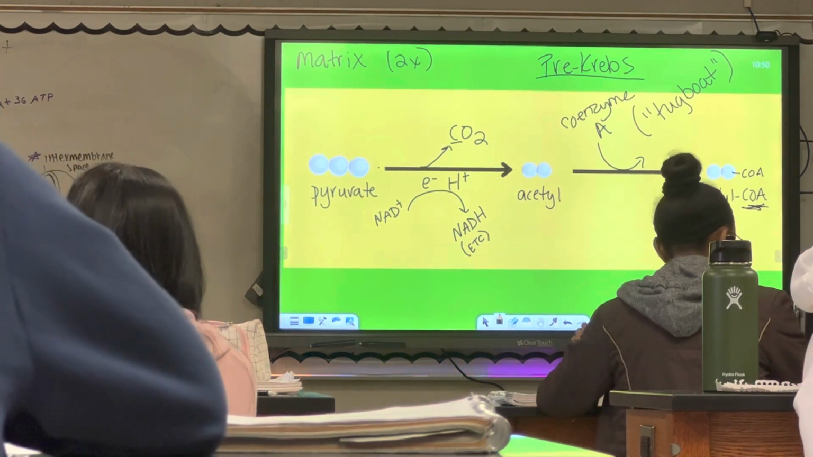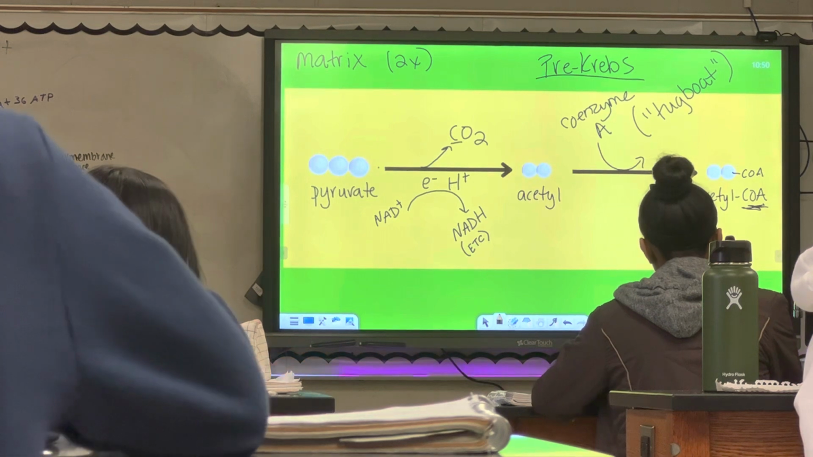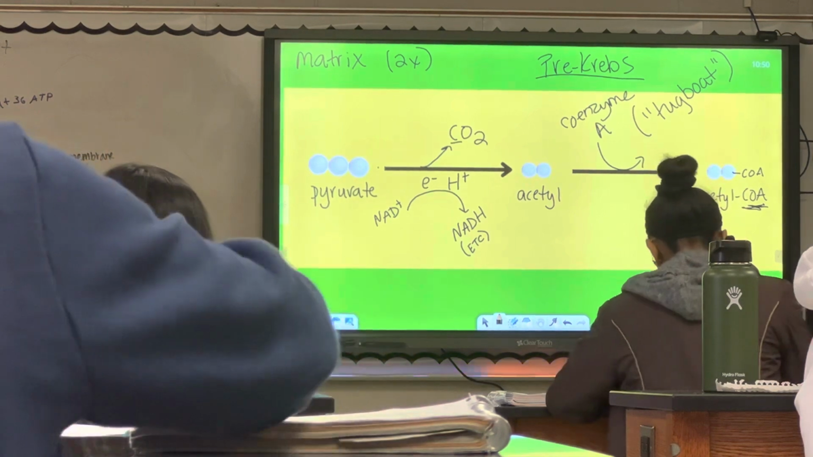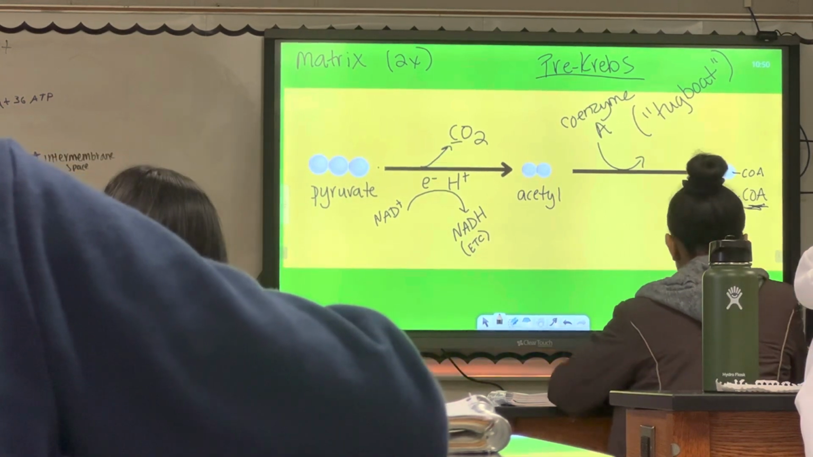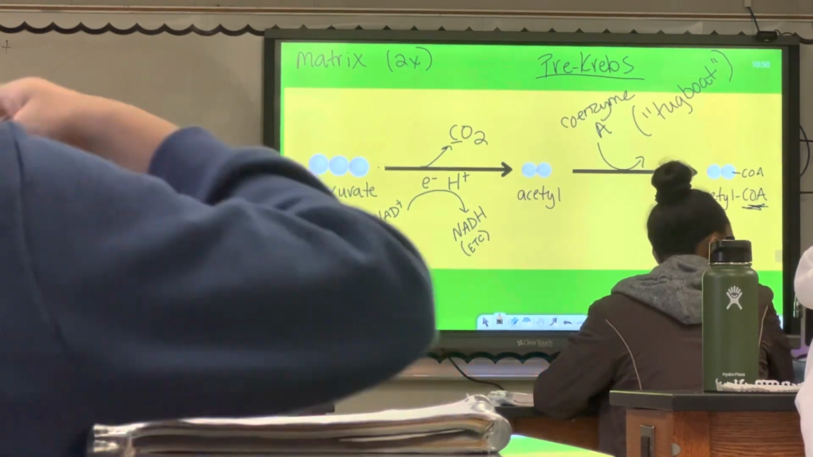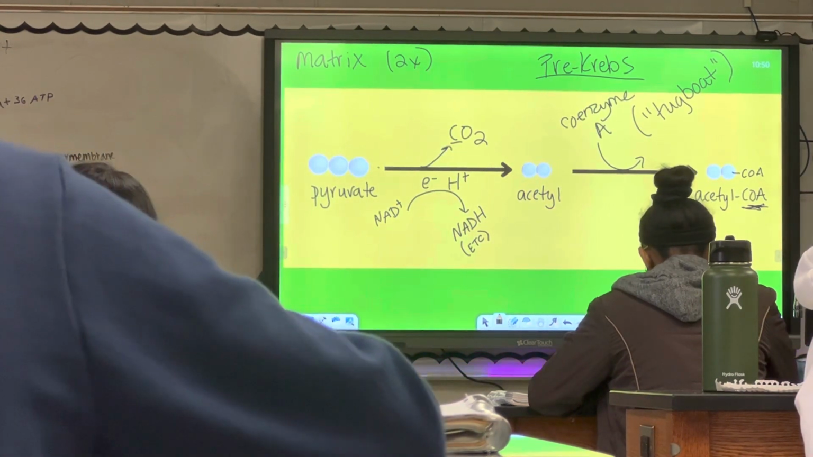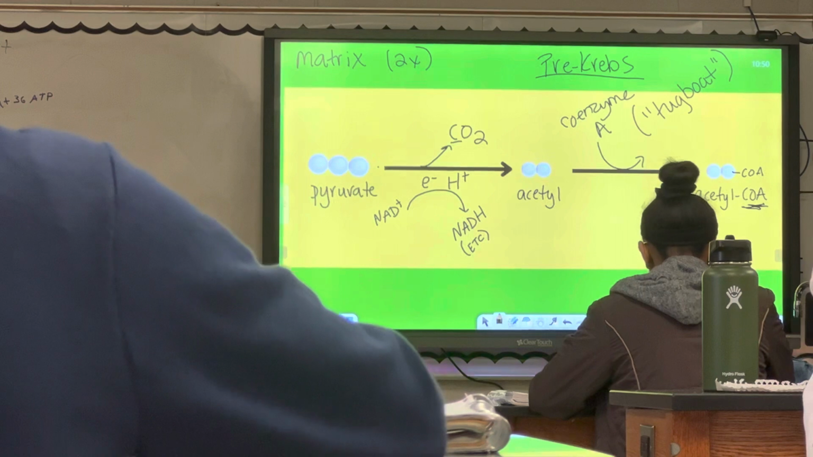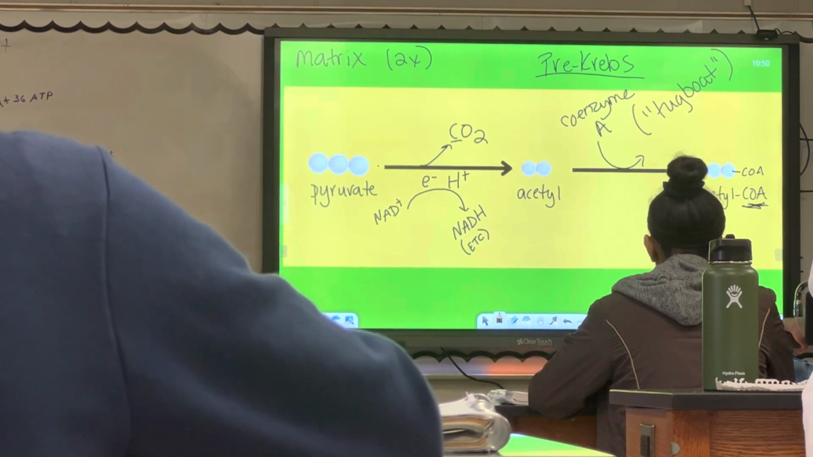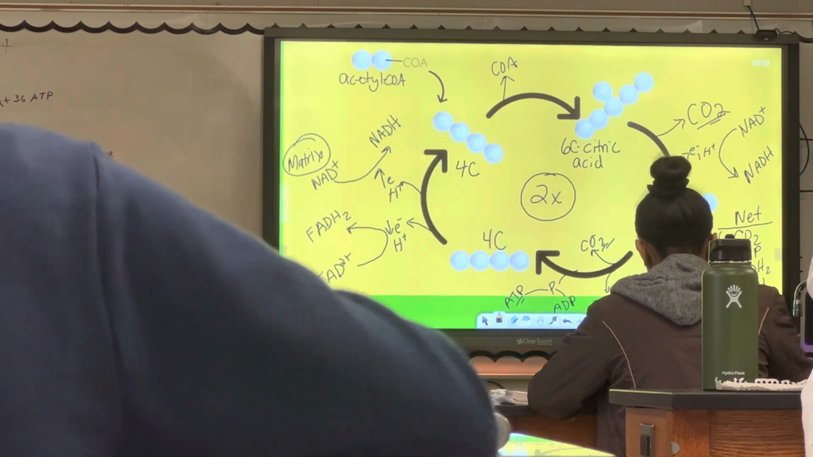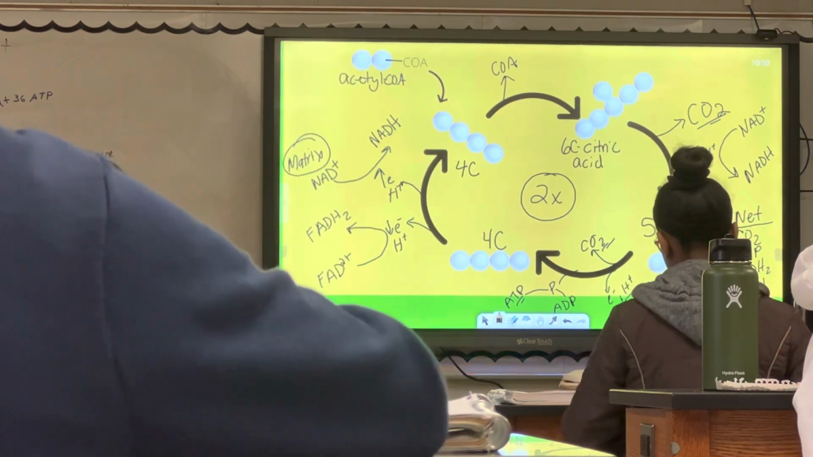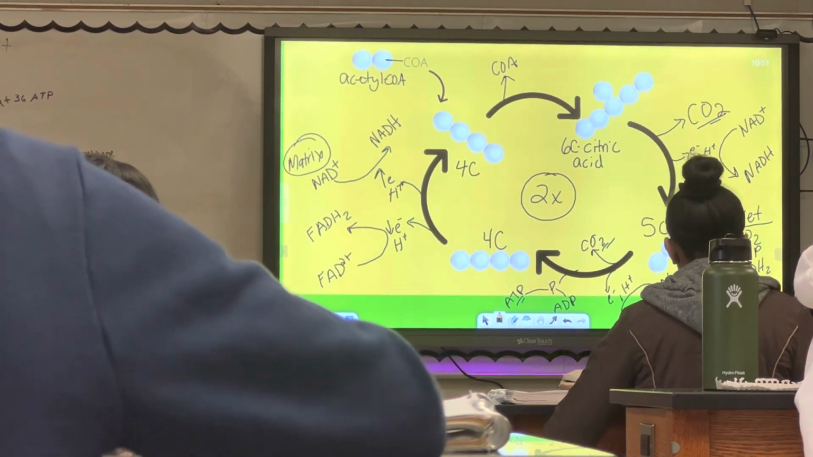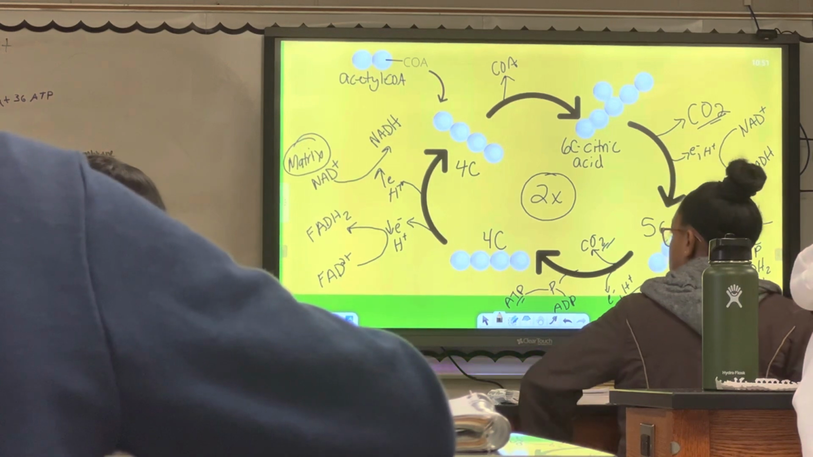Alright, so in the matrix, once pyruvate gets there, it's going to get broken down by enzymes into acetyl. As that happens, we lose CO2, electrons and hydrogen ions. The CO2 will diffuse out, and NAD plus comes in and picks up the electrons and hydrogen ions to make NADH. Then we're left with acetyl. Acetyl cannot go into the cycle by itself, so coenzyme A comes in, attaches to it, and so then we have acetyl-CoA. Acetyl-CoA will then get dragged into the cycle, and it will bond to the 4-carbon to create citric acid. After that, CoA will leave, go back and pick up another acetyl.